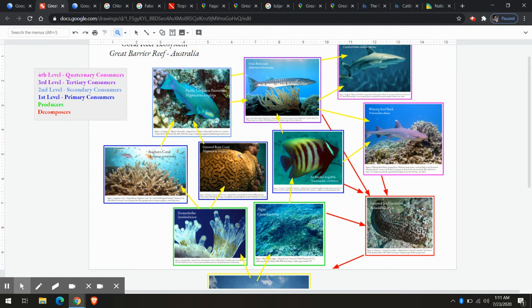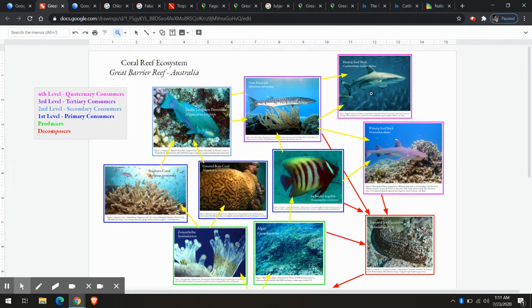Next up, we have the coral that's consumed by a parrotfish. Parrotfish, we'll see some today. They can bite off pieces of that coral and consume it. A parrotfish is a secondary consumer because it eats those primary consumers. An angelfish is a primary consumer because it eats that producer. And then a barracuda could eat a parrotfish, or a black-tip reef shark or a white-tip reef shark could eat a parrotfish or a barracuda or an angelfish.